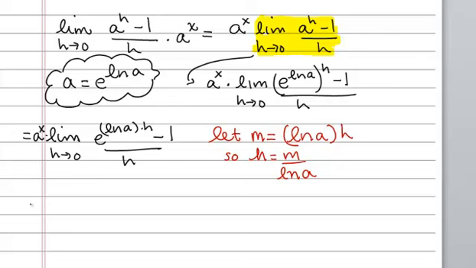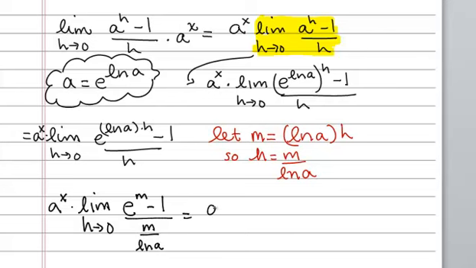Now what we're going to do here is a little bit of substitution. So first we're going to let m be equal to the natural log of a times h. And we can do this because we know that m will approach 0 as h approaches 0. And since m is equal to ln of a times h, h will be equal to m divided by ln of a. So let's make the substitution now.